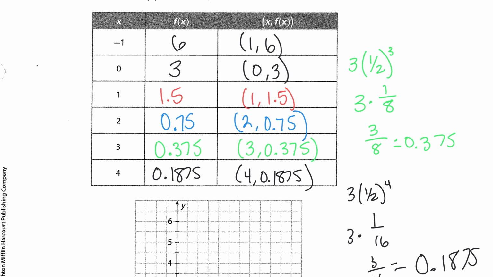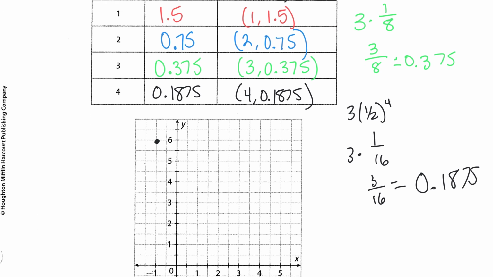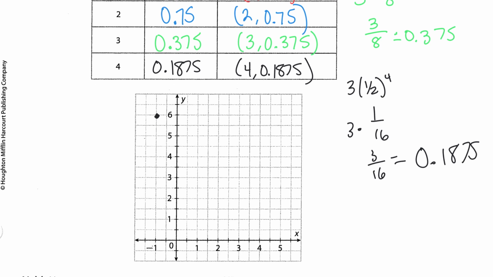And now we graph. So -1, 6. Zero, 3. 1, 1.5. 2, 2.75. 3, 3.375. And 4, 4.1875.